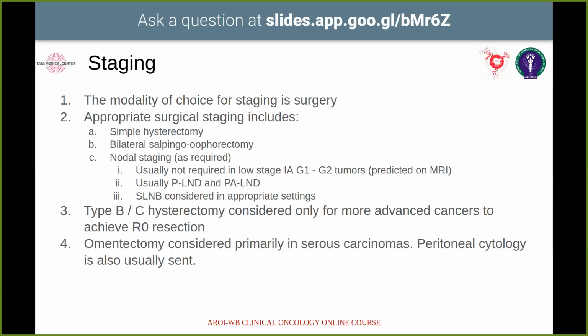Sentinel lymph node biopsy can be considered if expertise is available. And now there is adequate data regarding the safety of this technique, especially in early stage endometrial cancers. Type B or C hysterectomies, which are more advanced forms of hysterectomies, are considered only when there is a consideration to achieve an R0 resection. Omentectomy is usually reserved for patients who have serous carcinoma. While peritoneal cytology is usually sent, modern staging systems do not include this information in the staging criteria.